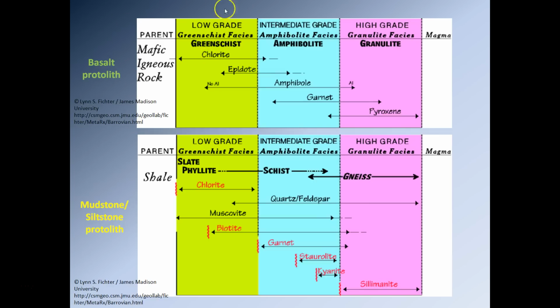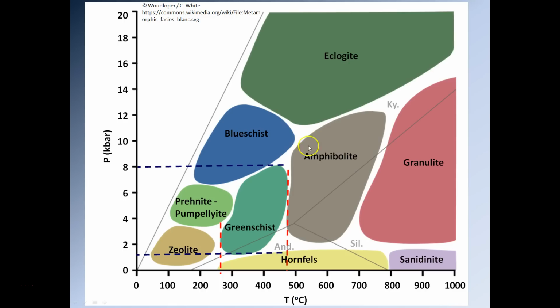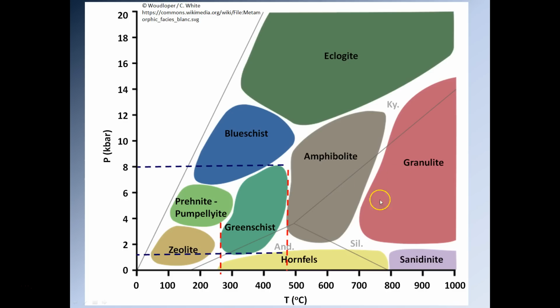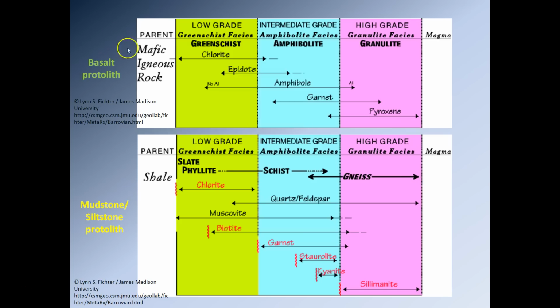So in the case of basalts, you can see here we have low-grade metamorphism, so that's greenschist facies. Then we have intermediate grade metamorphism, amphibolite facies, and high grade metamorphism, granulite facies. As we go from low grade to high grade metamorphism, the types of minerals change. Eventually chlorite and epidote become unstable. They're replaced by amphibole, garnet and pyroxene as the temperature and pressure increases. So we can look for these indicator minerals, these index minerals, and that will help us work out what pressure and temperature our rock was exposed to.